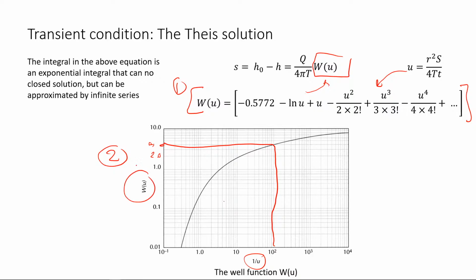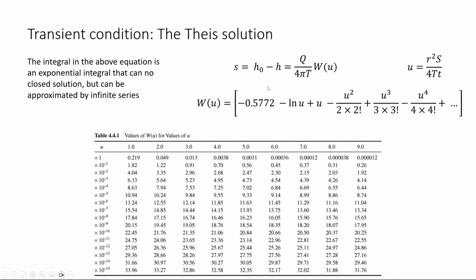So the W is about 4, and then you substitute 4 here. You know Q, you know T, you know H, and then you can get the drawdown. The third way to do this is you can use a table. You can use one of these tables. You can use the equation, you can use the figure, or you can use the table.